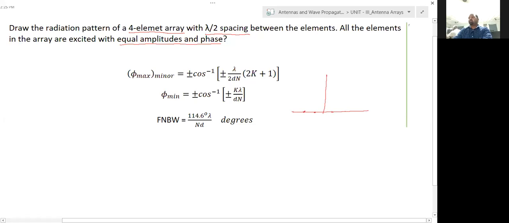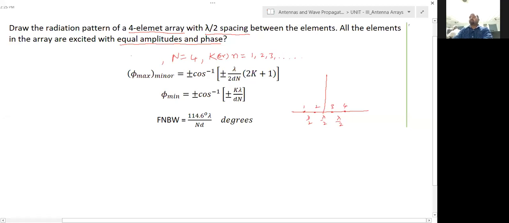Here we have a 4-element array, 1, 2, 3, and 4, and all the elements are spaced lambda by 2 apart. Right? And 4-element array, in the sense capital N is equal to 4, and K or small n is 1, 2, 3, and so on.